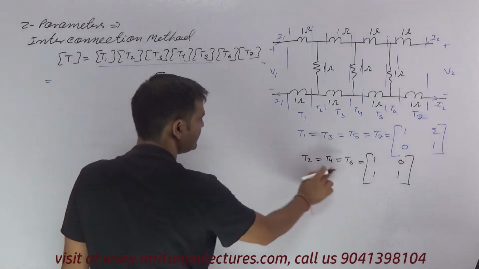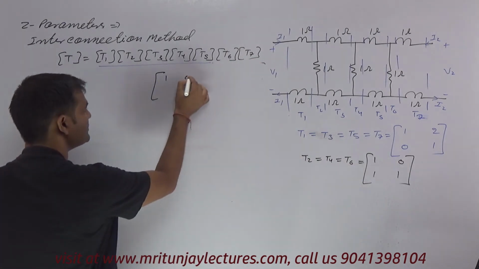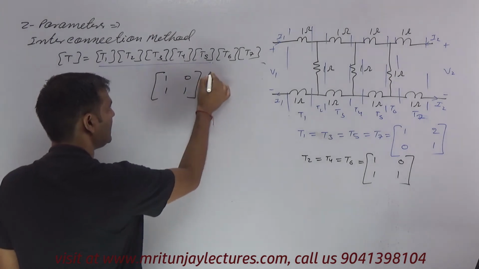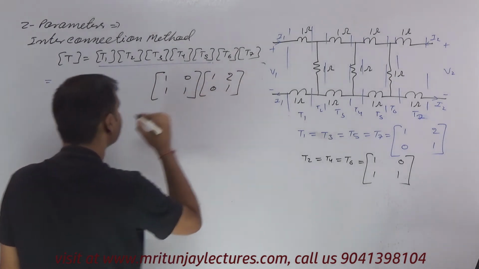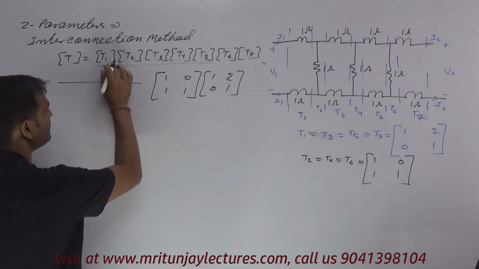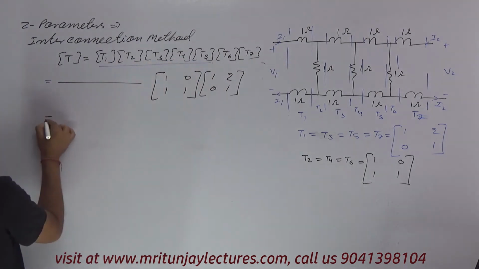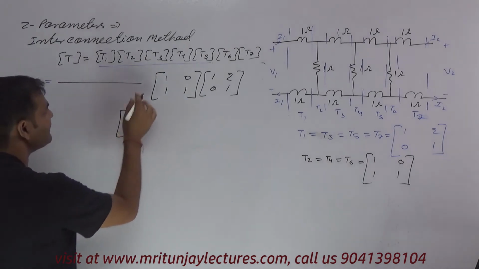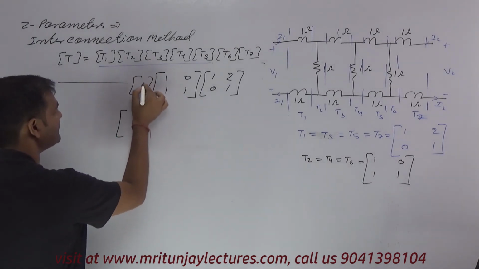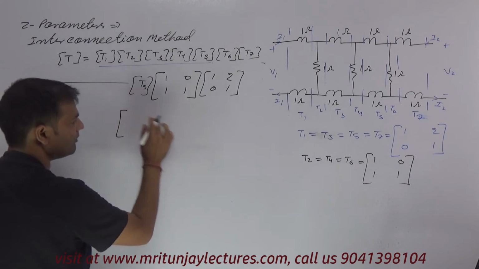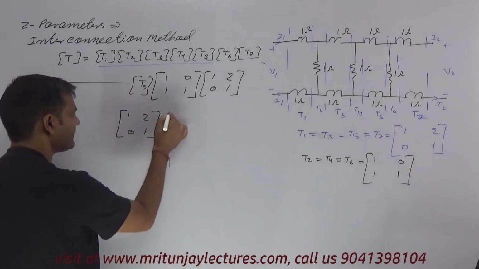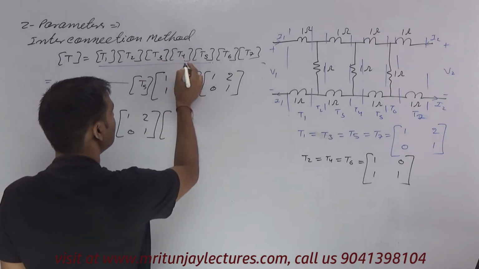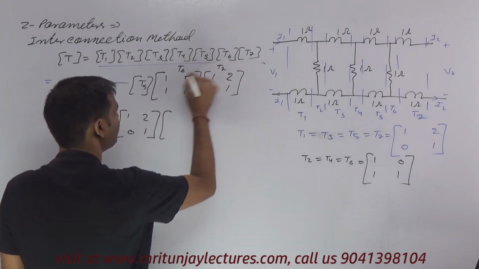T6 and T7. T6 is 1 0 1 1, and what about T7? 1 2 0 1, and here corresponding to all written here. After that, here if you write, that is T5, and what about T5? T5 is 1 2 0 1. Now multiplication of T6 and T7.